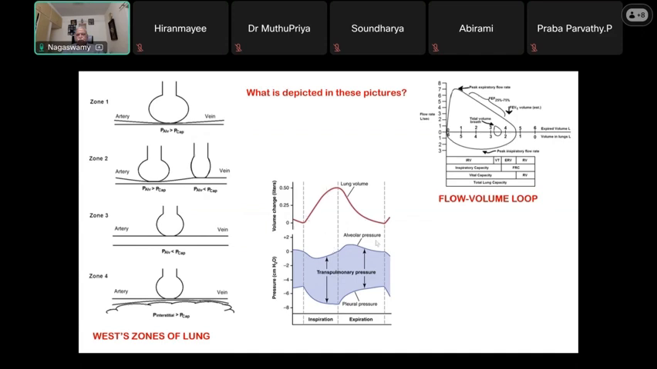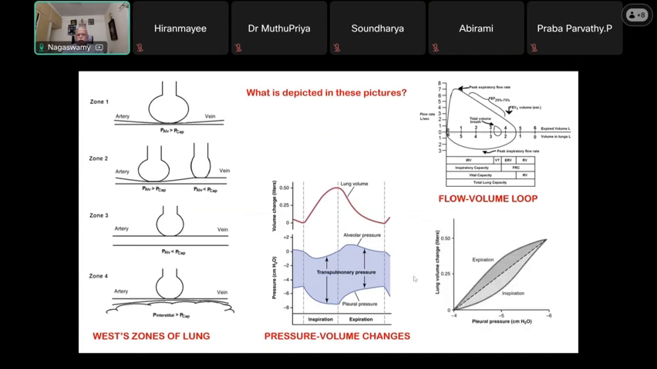So what is this? You have the lung volume, you have the alveolar pulmonary pressure, inspiration, expiration, pressure and volume. Okay, this is pressure volume changes. Here it is the flow volume loop. Here it is pressure volume changes in the lung. And what is this?